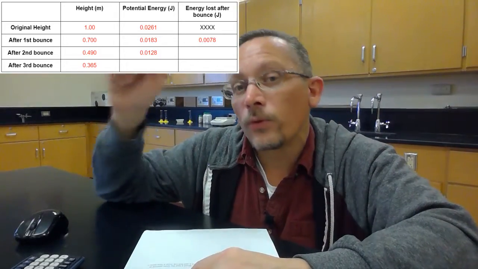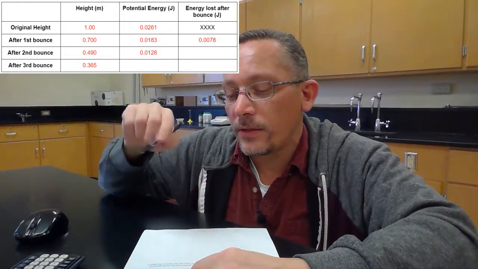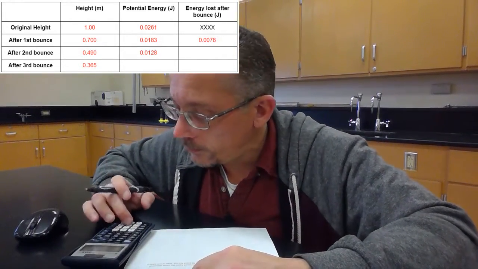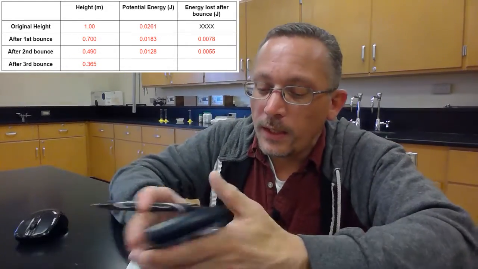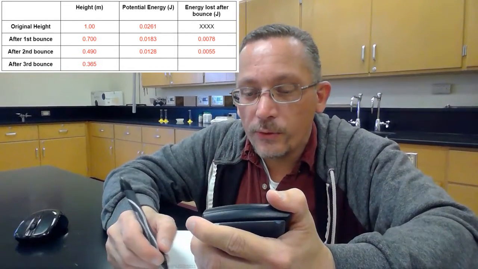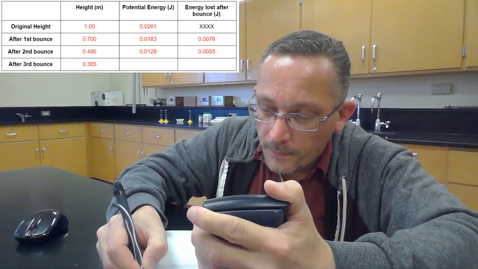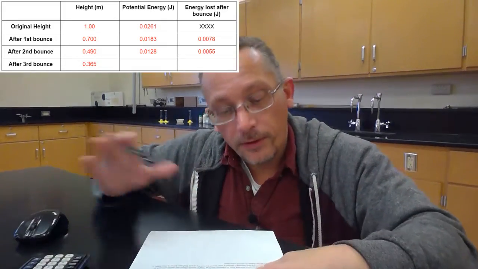Okay, so now how much energy was lost? From the last one, after the first bounce, it was 0.0183, and now it's 0.0128. So let's subtract and see how much was lost. Okay, and that's 0.0055 joules lost.